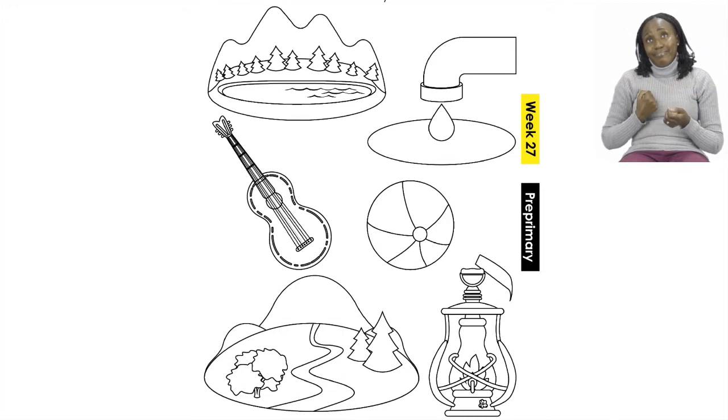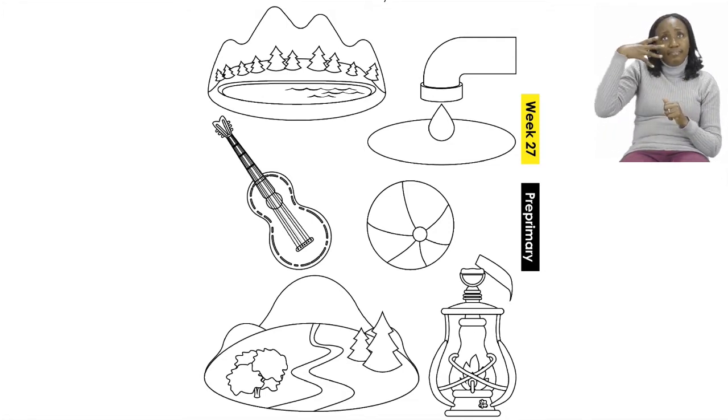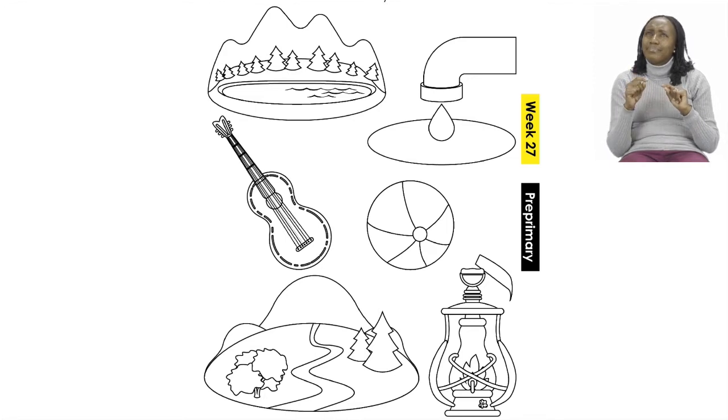Now remember, boys and girls, we said a water source is a place where you can get water from. Now let's quickly have a look at all those pictures. The first picture is a picture of a lake. Then we have a tap, a guitar, a ball, and then we have a picture of a river and a lamp. Now boys and girls, we have to look at the place or thing that we can get water from.